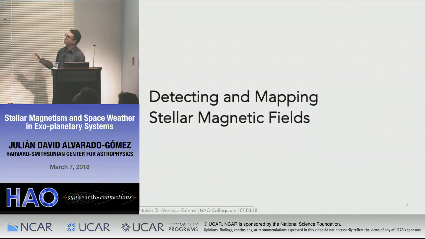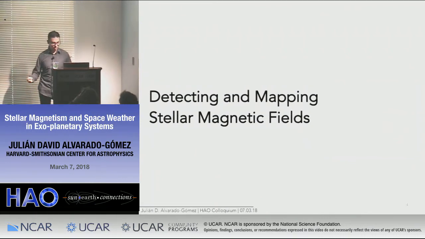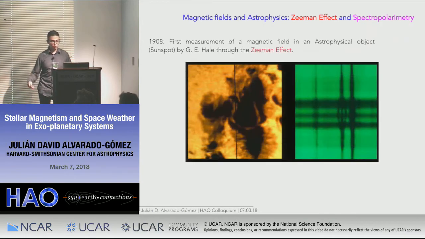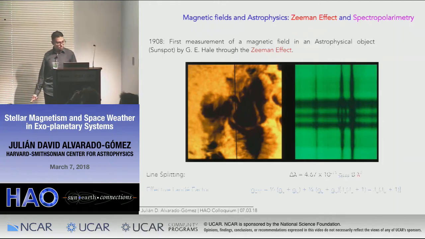So the first part of this talk is going to be a little bit about detecting and mapping. Go quickly through this, and we can talk later. So basically, when we talk about magnetic fields in astrophysics, we need to talk about the Zeeman effect and spectropolarimetry. So this is a little bit of history. Most of you here know much about this better. But the first measurements were done in the sunspot back in 1908 by George Ellery Hale.